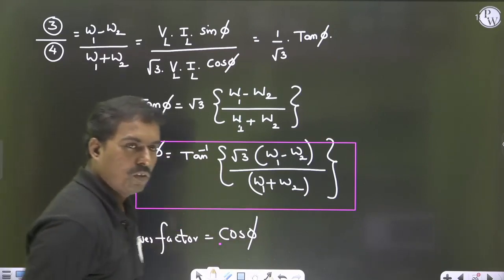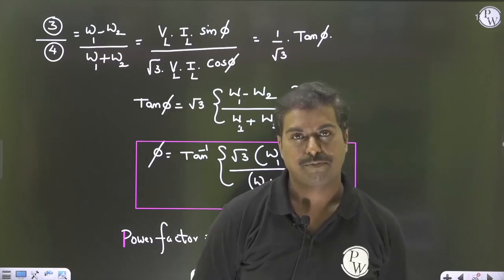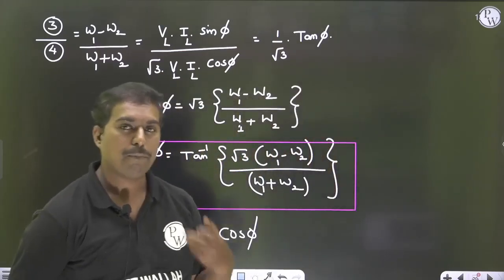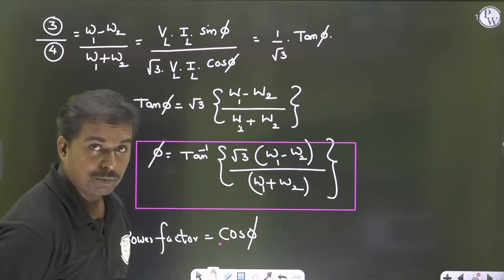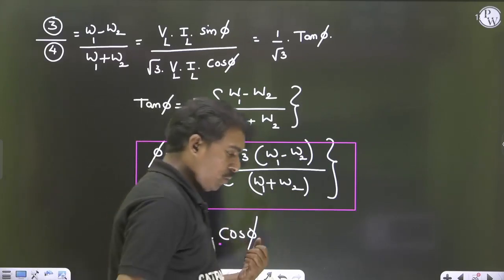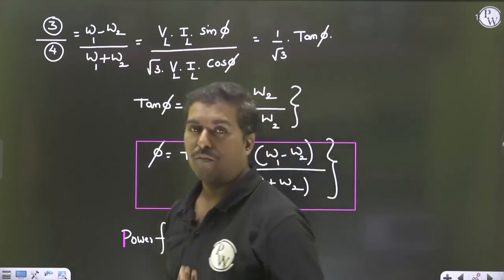Understood, all of you? So from this, we can take some extractions. Suppose phi is equal to 30 degrees, what happens to the readings of the wattmeter? If phi is equal to 60 degrees, phi is equal to 90 degrees, what happens? So based on that, we'll make a table.